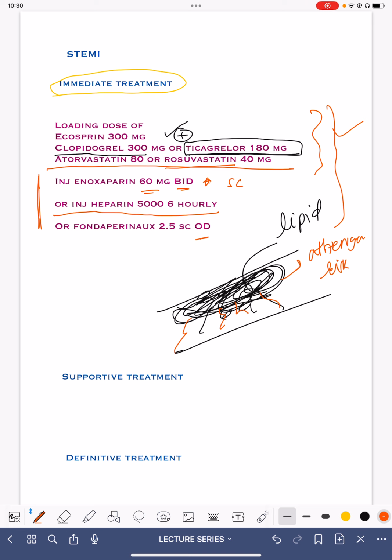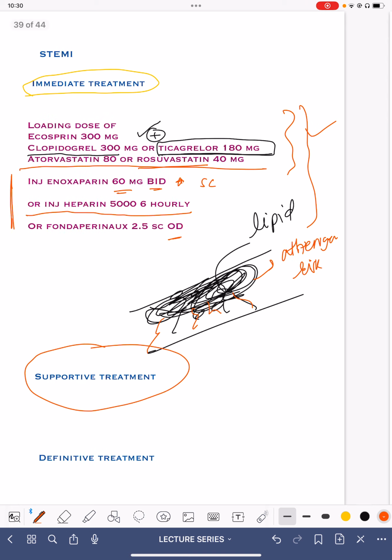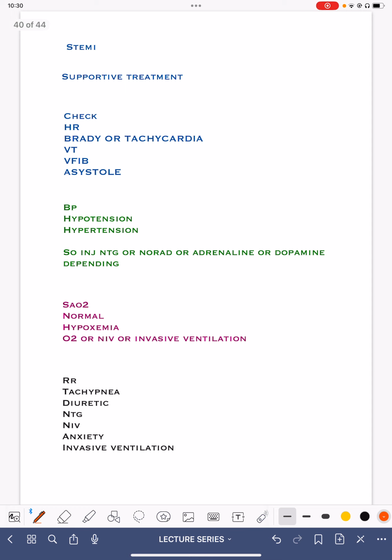And the second part of this is supportive treatment. In supportive treatment, one of the most important things in any patient who is presenting with ST elevation MI is to look for vitals, because if the patient survives, then only we can do the treatment. If the patient doesn't survive, we cannot do the treatment at all. So the most important thing is vitals. What in vitals is heart rate, respiratory rate, BP, and saturation.